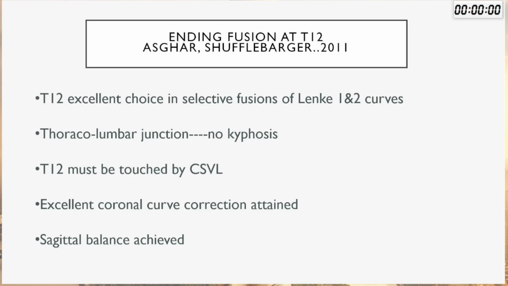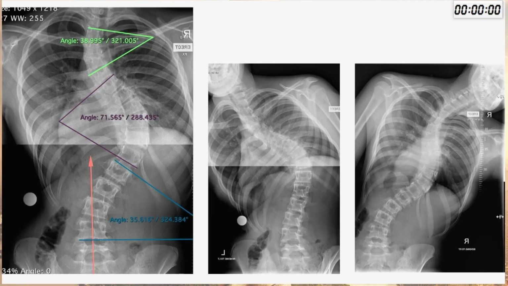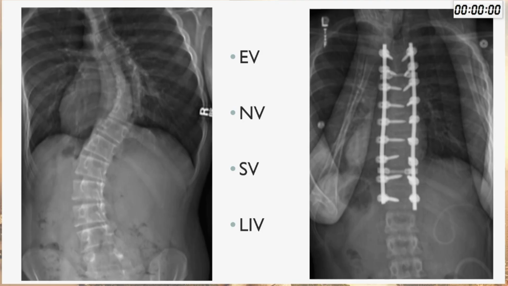There is no kyphosis at the junction if you, as Dr. Sami said, know how to bend your curve so as not to make it flat. T12, though, must be touched by the CSVL. So it has to be substantially touched, and you'll get excellent coronal and sagittal balance. So you can stop at T12, and you can stop at L1. You can stop at T11, but you would have to be really good at maneuvering and derotation. So I stopped at T12.